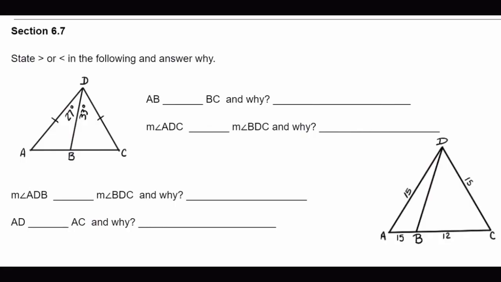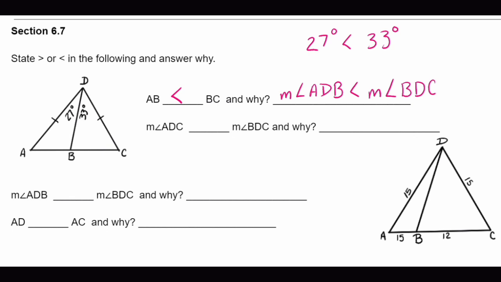For section 6-7, let's play with isosceles triangles again. Since we're looking at the relationship between AB and BC, we're going to look at the angles formed by the ray DB. We have 27 and 33, and we know that 27 is less than 33. So that means the measurement of ADB is less than the measurement of BDC, which I put for the reason why. In this case, the smaller angle is going to make the smaller segment. So AB is going to be smaller than BC. So AB is less than BC.